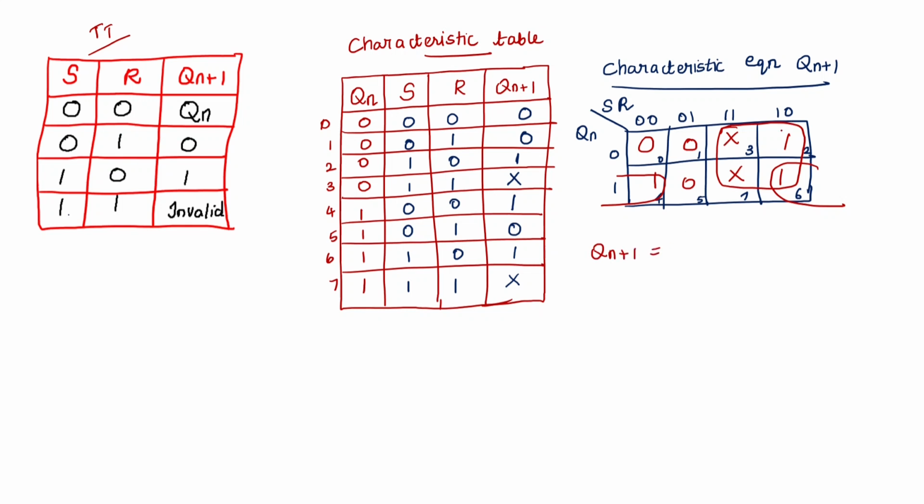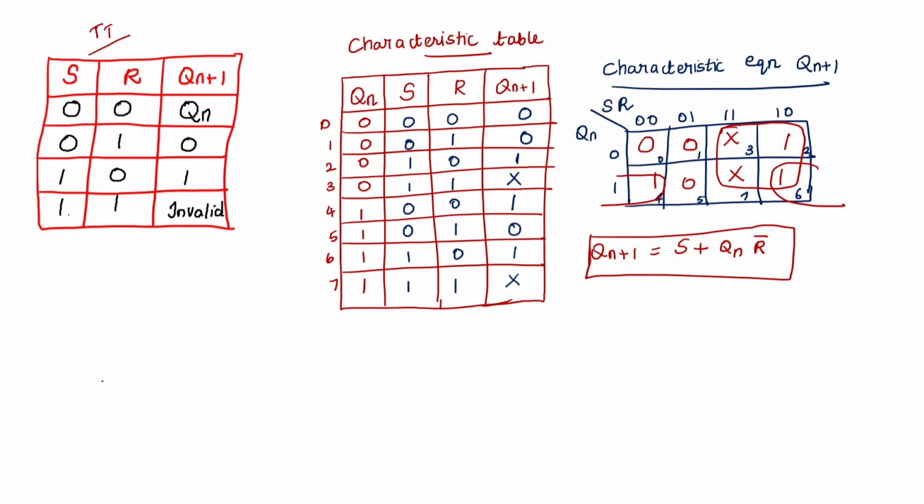For this quad, there is no common term. Above this, we have the common term S. And for this corner cell, here Qn, and we have the common term R bar. So this is the characteristic equation of the SR flip-flop.